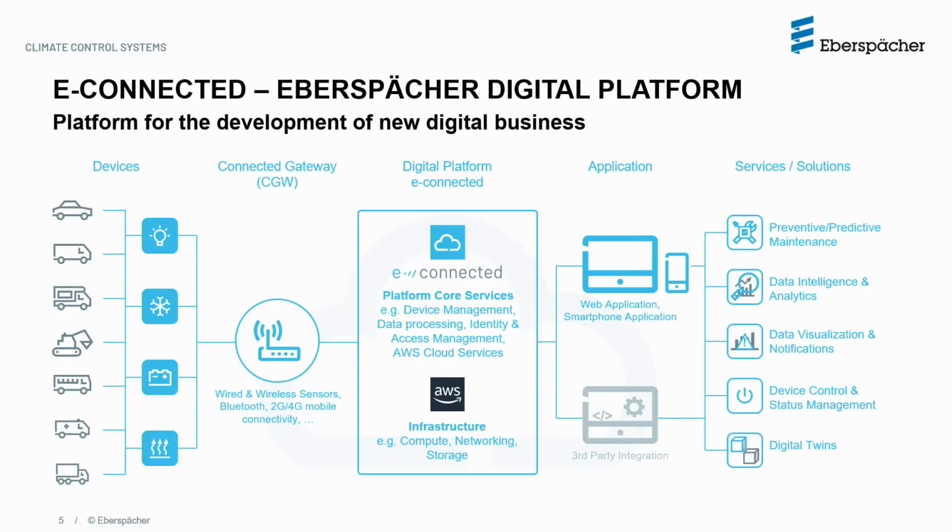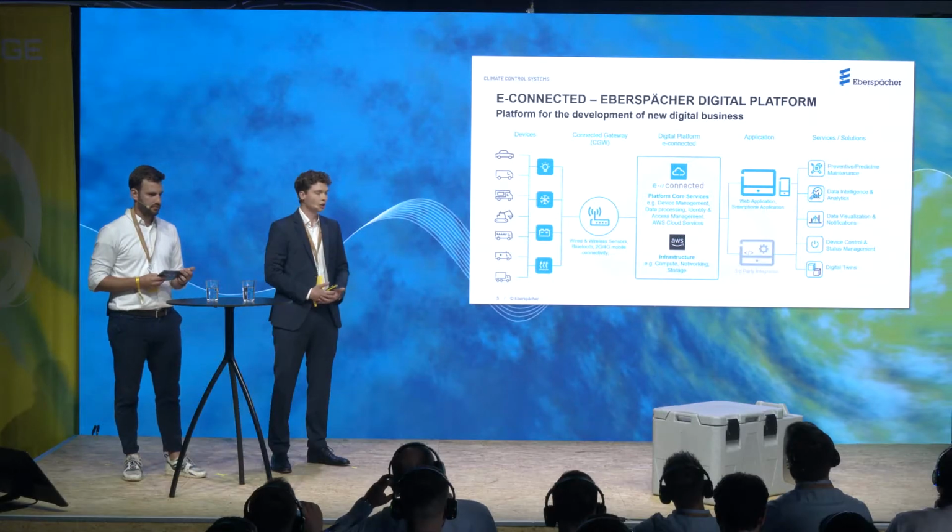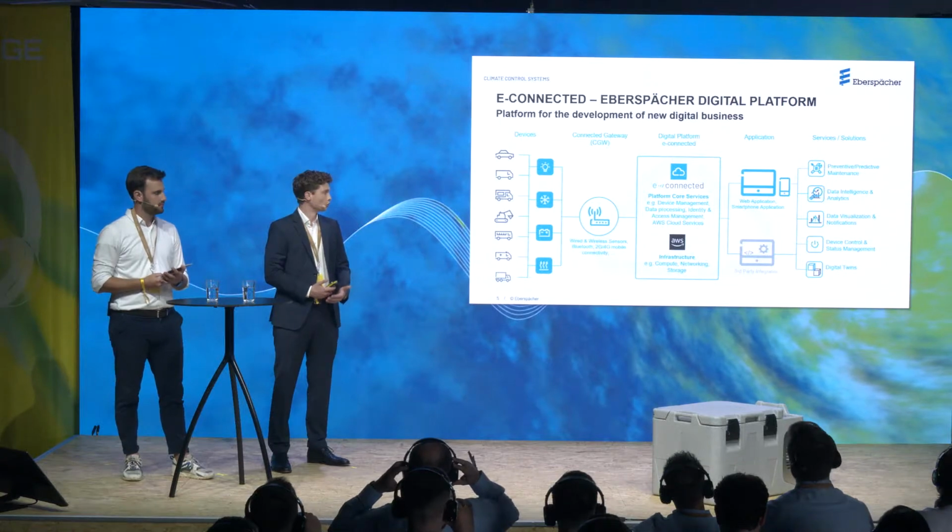If you look at the overarching vision of this platform, e-Connected, first of all, networking at component and device level is the first step. So components inside the vehicles are connected. We want to be able to send data through a gateway into the cloud, and then via the cloud with our platform, we can build new applications which will offer our customers new solutions in the sense of digital services.